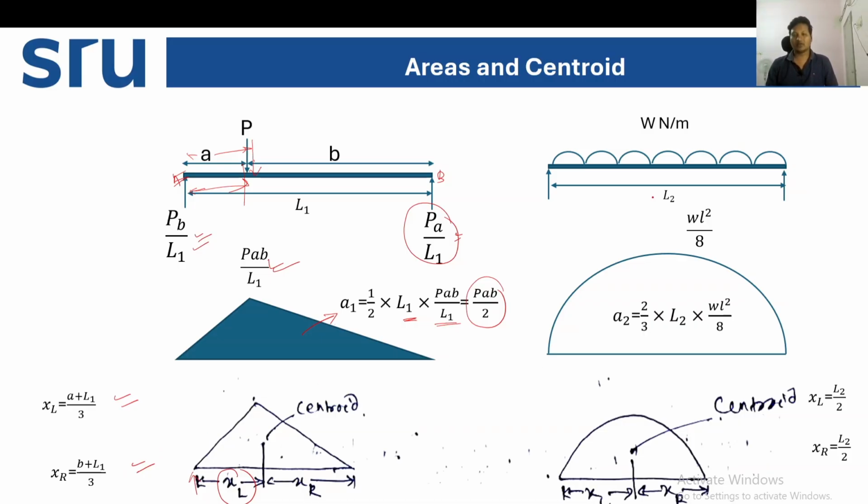In the other span, if it is simply supported, let's say span BC, with a load of w kilonewton per meter, the maximum bending moment will be wL squared by 8. The area 2 is 2/3 of base into height. The centroid will lie at the center, so the distance from the centroid to the left support, XL, is L2 by 2, which is similar to XR.